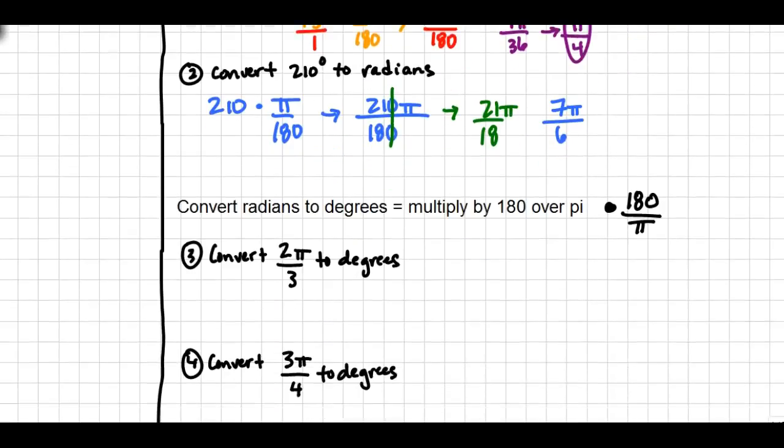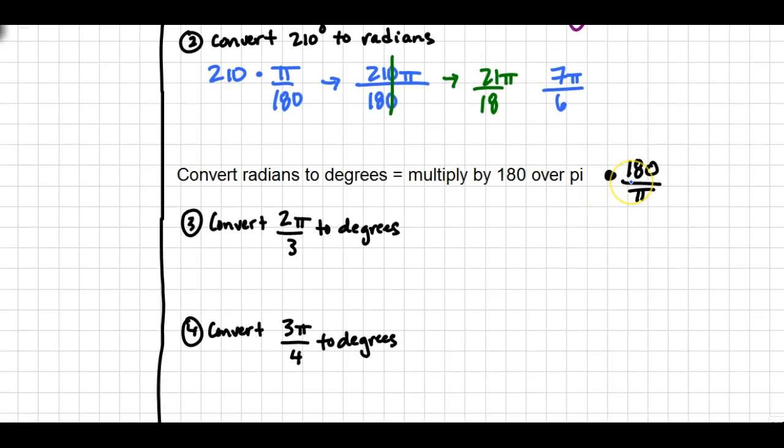When you want to go the other way, you just flip the fraction over. If I want degrees and I want the radians to go away, I put the pi on the bottom. So now we're going to multiply by 180 over pi. So 2 pi over 3 is a radian measure, and I want to know where that is in degrees. So I take 2 pi over 3 and I multiply by 180 over pi.